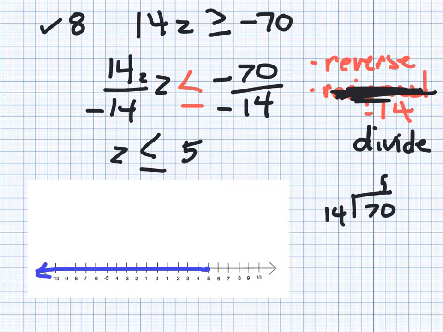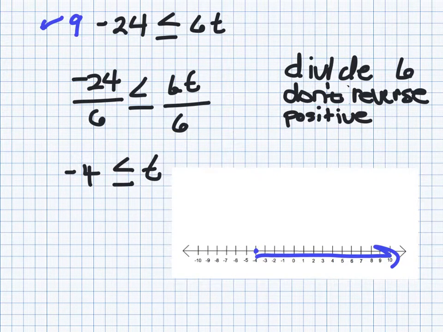On checkpoint 9, we have negative 24 is less than or equal to 6t. We're going to divide by 6, and we are not going to reverse the sign because 6 is positive. So we divide by a positive 6, and we end up with negative 4 is less than or equal to t, and then we go to negative 4 here, closed dot, and all the solutions are going to be greater than negative 4.